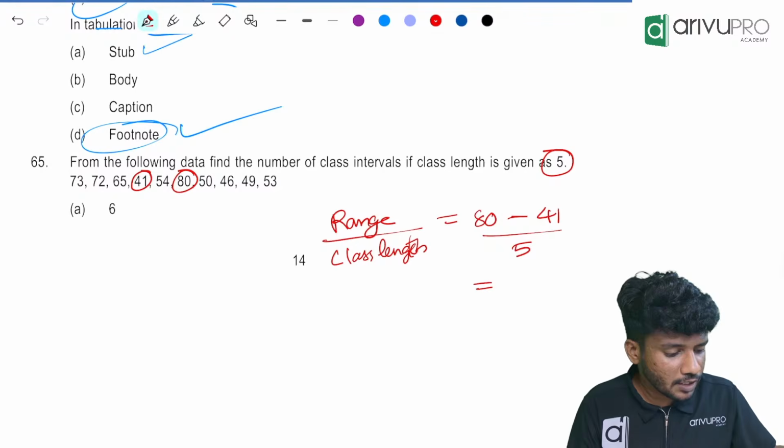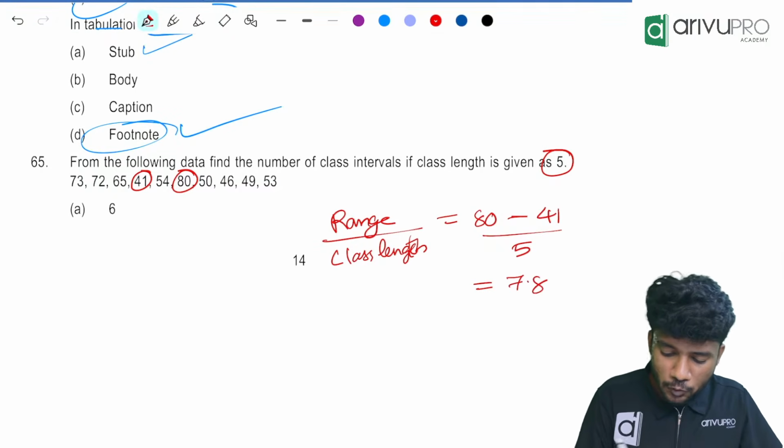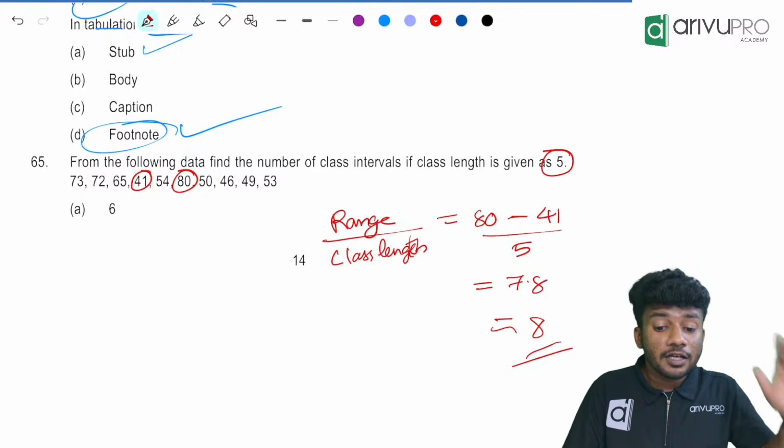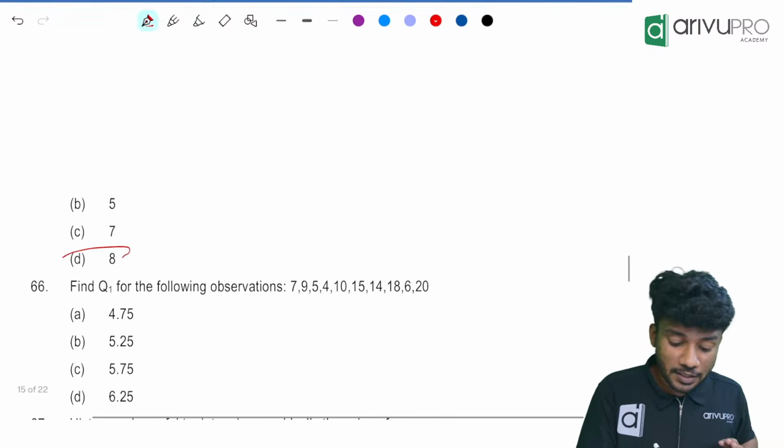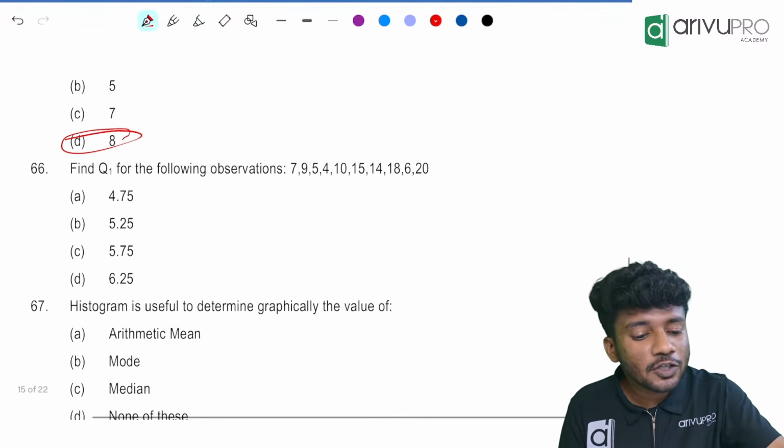Divided by 5, which is equal to 7.8. We will round off to what? Round off to 8. Which option? Option D is the answer. Now we need to find Q1, people.